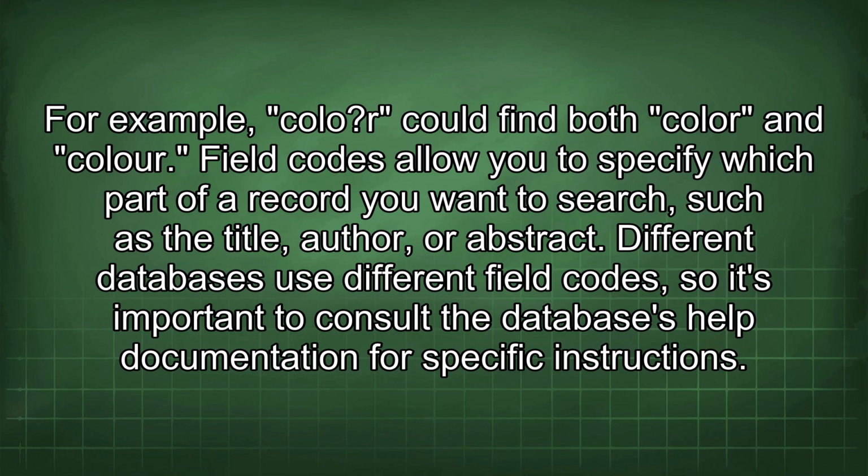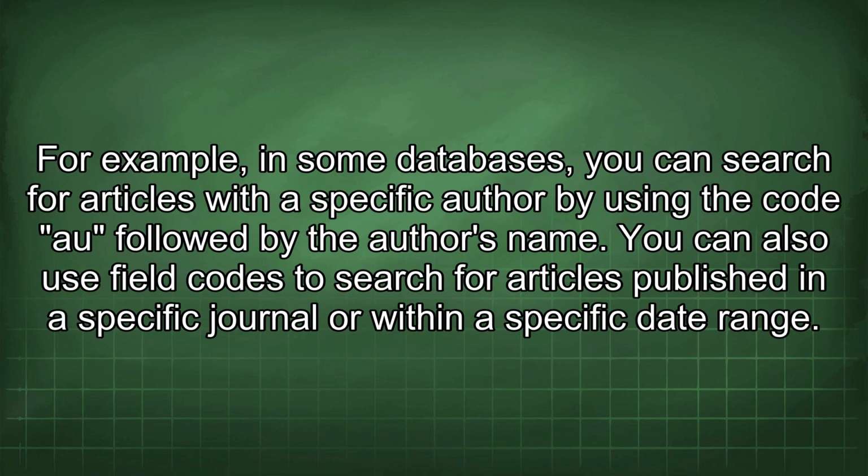Field codes allow you to specify which part of a record you want to search, such as the title, author, or abstract. Different databases use different field codes, so it's important to consult the database's help documentation for specific instructions. For example, in some databases, you can search for articles with a specific author by using the code AU followed by the author's name. You can also use field codes to search for articles published in a specific journal or within a specific date range.